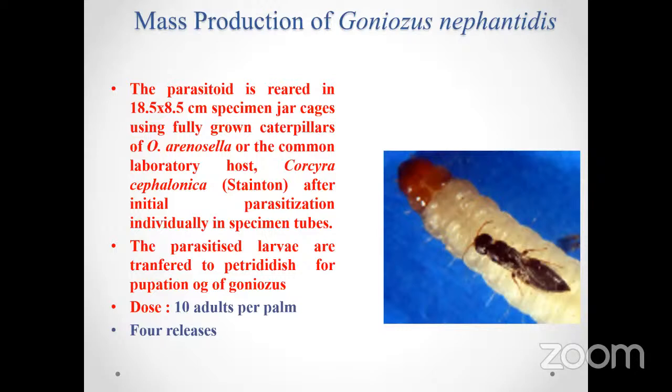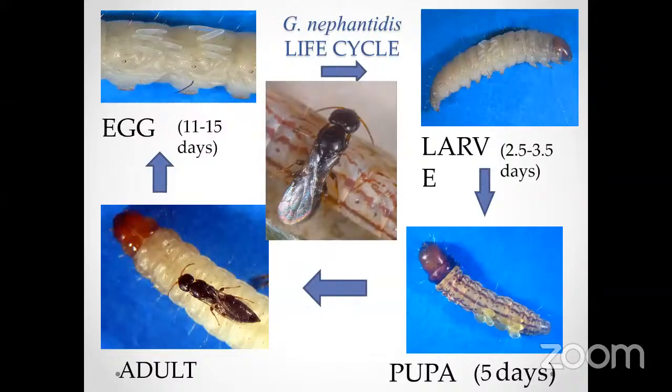Another one is mass production of Goniozus nephantidis. Goniozus nephantidis is a larval parasitoid, a late larval parasitoid. Here we mass produce it on Corcyra cephalonica 4th or 5th instar larvae. Mostly we release 10 adults per coconut palm, and we do 4 releases. This is the life cycle of Goniozus nephantidis. This is the ant-like adult. What you are seeing in this picture is a Goniozus nephantidis.